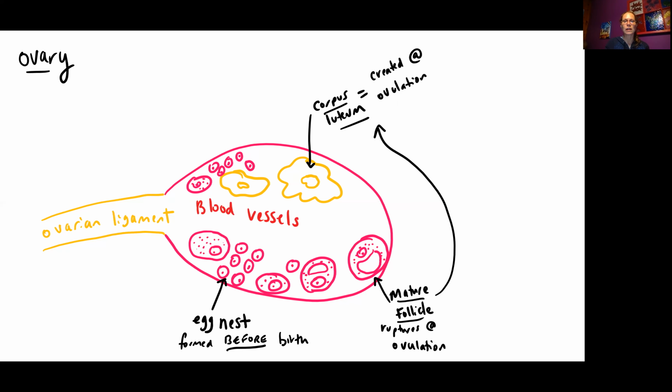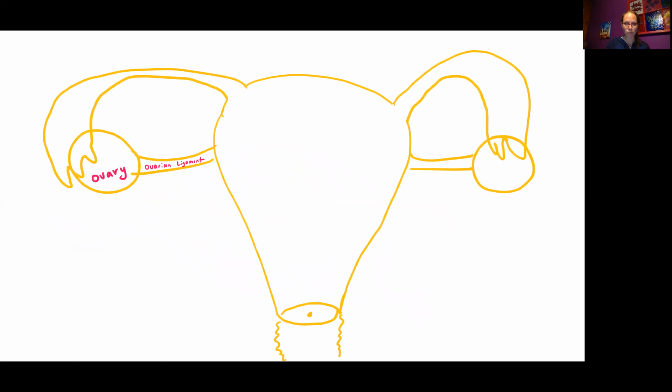In an ovary that has already gone through puberty, you're going to see different stages of follicles, including mature follicles. These are the follicles that will actually rupture and release the immature ovum at ovulation and then become a structure called the corpus luteum. So we'll be talking quite a lot about each of these as we progress through.